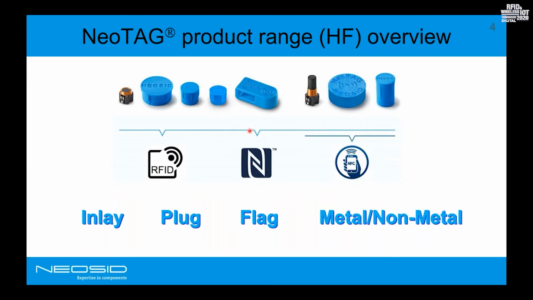The third design is called a flag version. A flag version is always used when there is no possibility to drill a hole inside the object. For that case, you can fasten it with a cable tie and change it, for example, for yearly changing services. All of them, the complete range, we have available in metal and non-metal versions. So they are specially tuned to work in metallic and non-metallic environments.